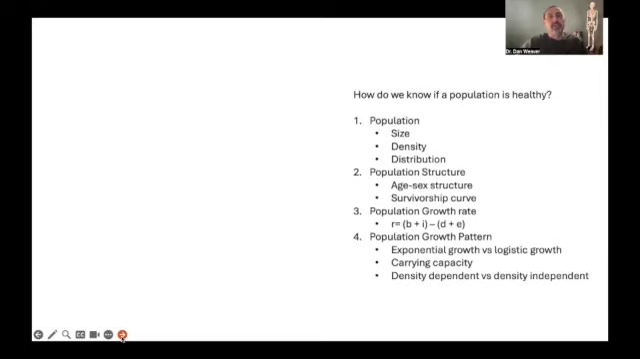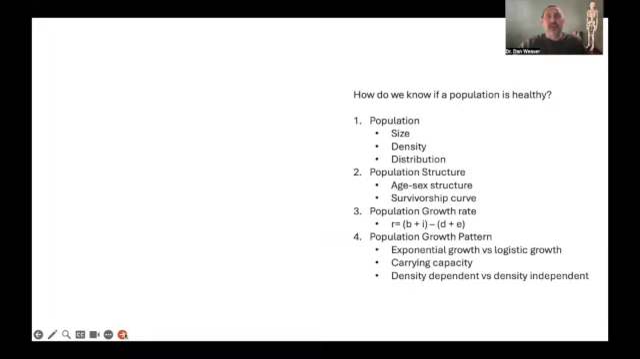We also need to consider the growth rate. That is the birth plus immigration, those moving in. We need to subtract those in the population that are dying or emigrating, that is exiting. And then we need to look at the population growth patterns. That is, is it exponential growth? Has it reached its carrying capacity? And what density dependent and independent factors might influence this population? Let's take a look at some of these things about a population and whether or not it's healthy.